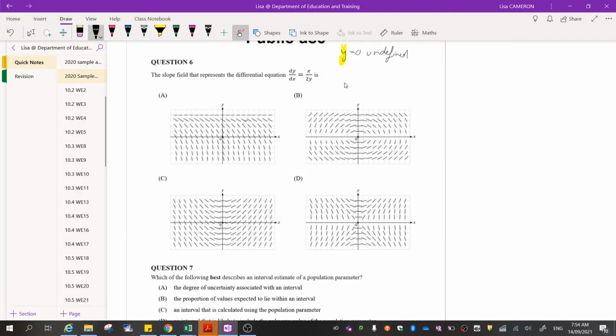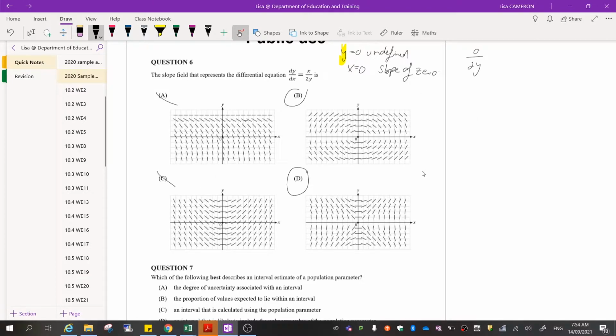And we know that when x is equal to 0, the numerator here will be 0. So it doesn't matter what happens on the bottom, that will always have a slope of 0. So when x is equal to 0, it should be straight lines going the whole way across. So this is a possibility, this is a possibility, this one is not, and this one is not.